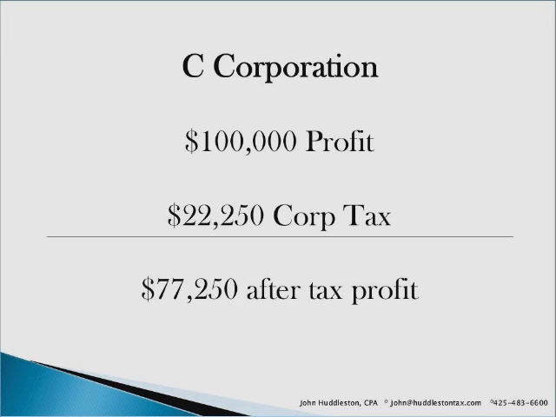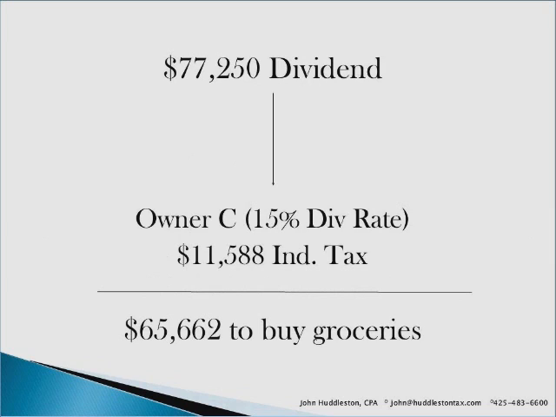The owner doesn't yet have that money. It's in the corporate bank account. And you may have heard of the double taxation that you have with C corporations. That is, in fact, true, because to get that money from the corporate bank account to the owner's bank account, there's tax involved. That payment is a dividend. So in this example, we have a dividend of $77,250 to the owner. That dividend is subject to income tax.